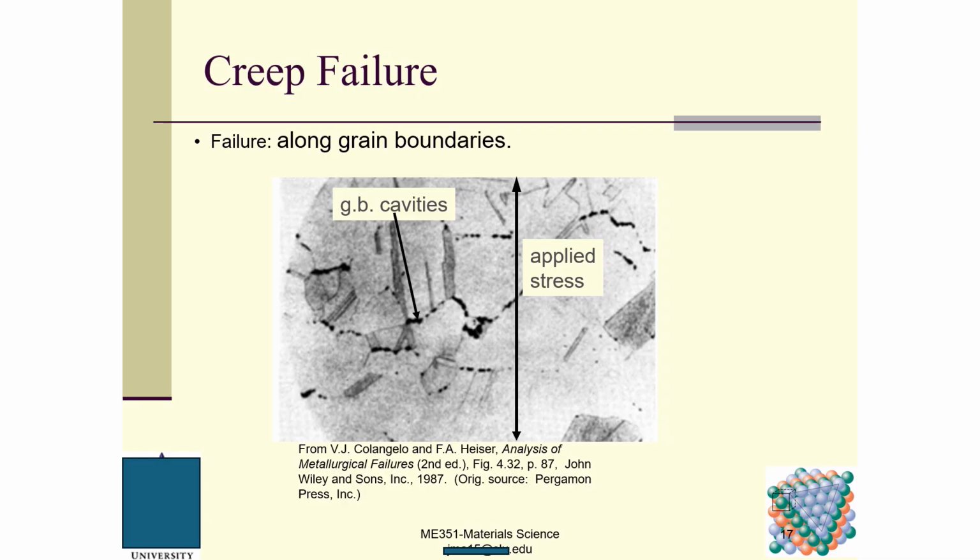And so creep failure, how can I know this is a creep failure? Failure along grain boundaries, right? So you can see this creep occurs along the grain boundaries. This is the applied stress, and this is the specimen. If you have applied stress going this way, grain boundary cavities form, and as time goes, these grain boundary cavities will grow bigger and bigger, and finally the specimen breaks.